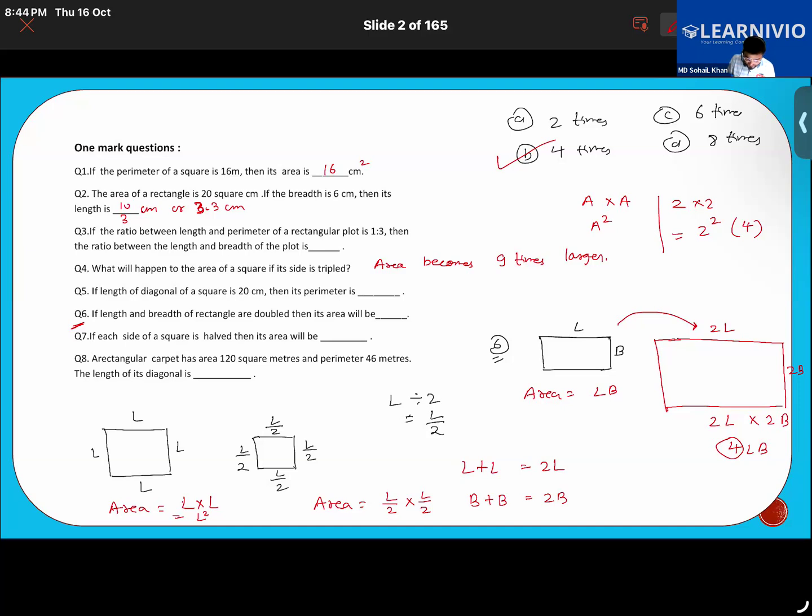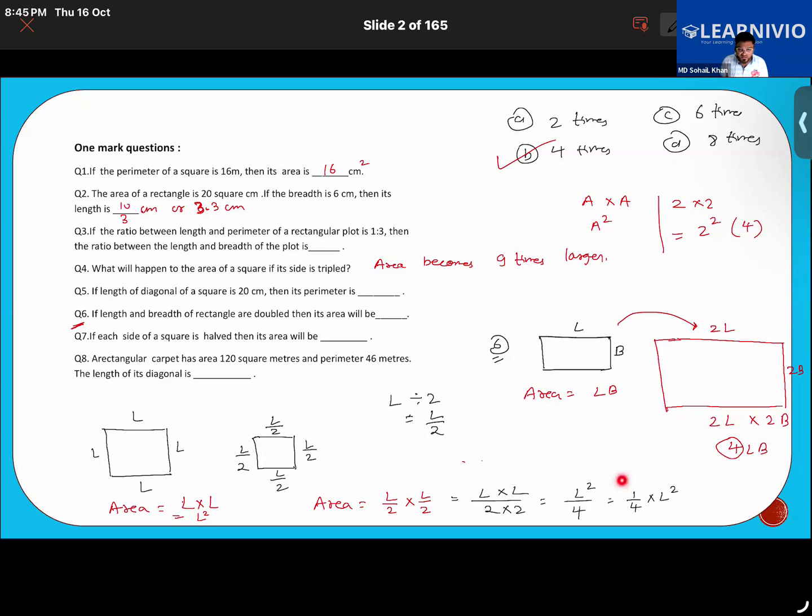Getting it now? One second, let me create some space here. Not 4L. Hold on. See, L into L is how much? L square. And 2 into 2? 4. So L square upon 4, right? So what we're seeing here, can I write L square upon 4 as 1 upon 4 into L square also?